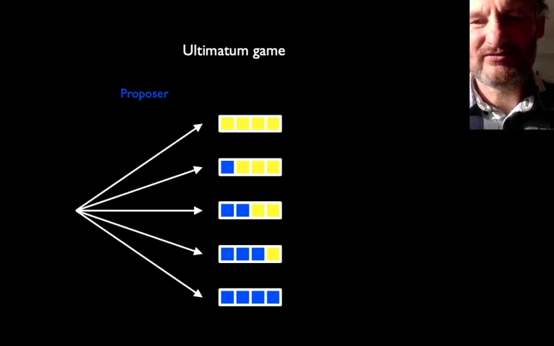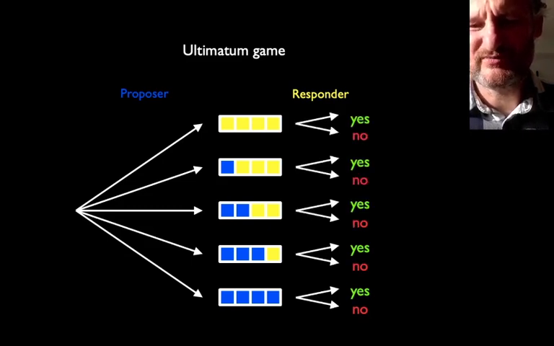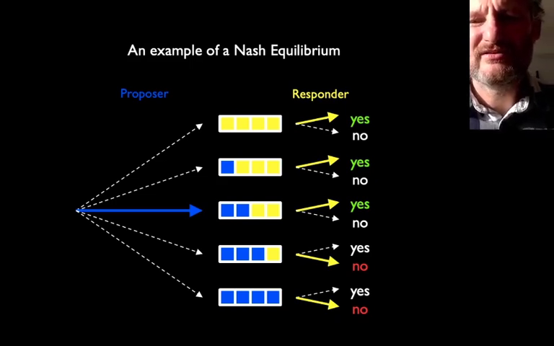Now, the responder has to have an answer ready for all of those proposals, which she can accept or reject. And if she rejects a proposal, then that means that the €4 just disappear and both get nothing. Now, a Nash equilibrium is a combination of behaviors or a combination of strategies where neither has a reason to deviate. And what you see here is an example of a Nash equilibrium. So the proposer proposes the equal split. The responder rejects the bottom 2 proposals and accepts the top 3 proposals.